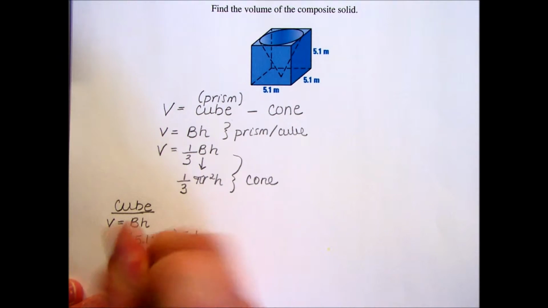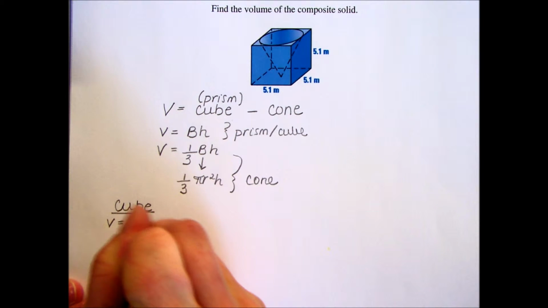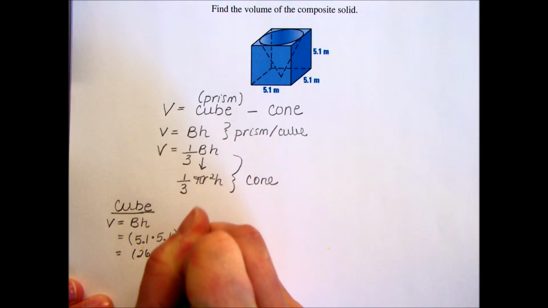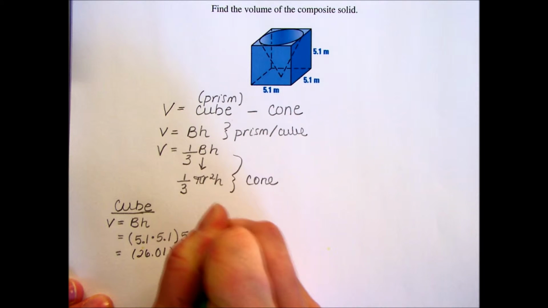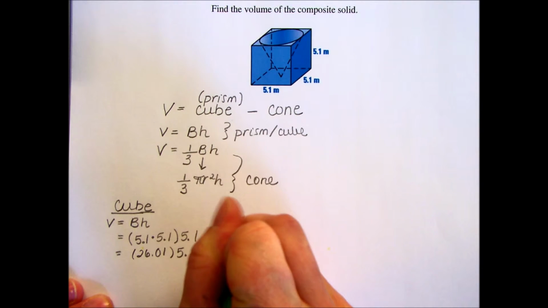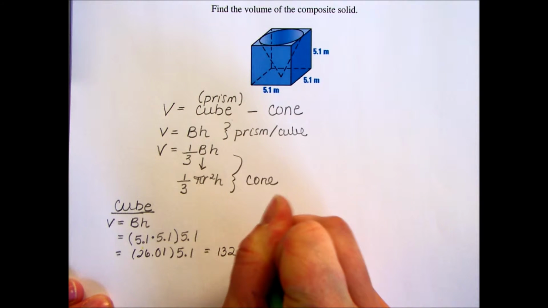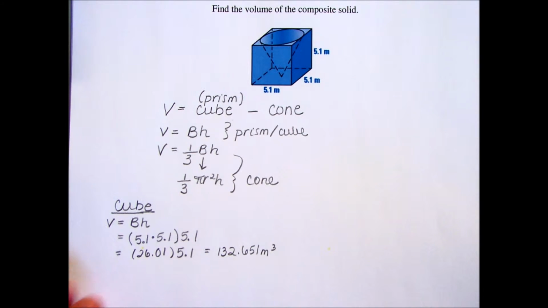Multiplication doesn't depend on the order that you multiply in, so you can multiply inside your parentheses, 5.1 times 5.1 to get 26.01, and then multiply that number by 5.1, the height, to get a final answer for your cube volume of 132.651 meters cubed.